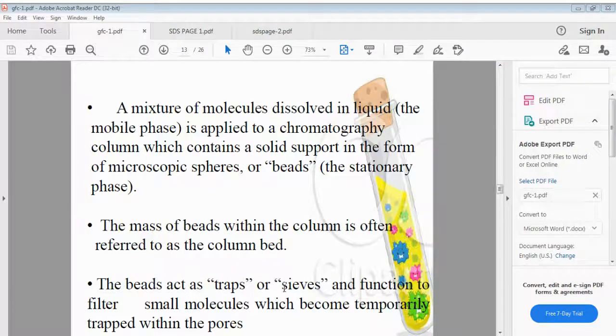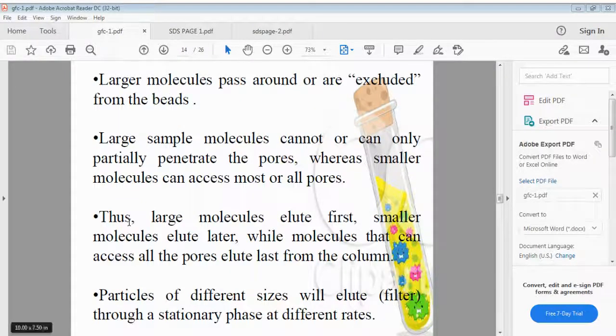The beads act as traps, or they act as sieves or filters, and function to filter small molecules which become temporarily trapped within the gel. So which molecules are excluded first? Larger molecules are excluded from the beads first. Large sample molecules cannot, or can only partially, penetrate the pores, whereas smaller molecules can access most or all pores.